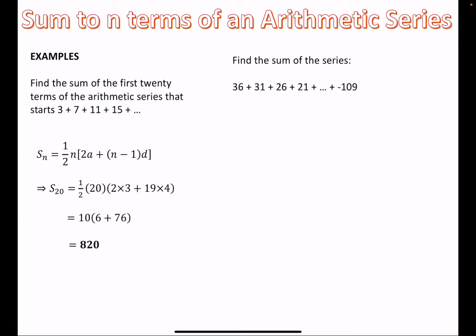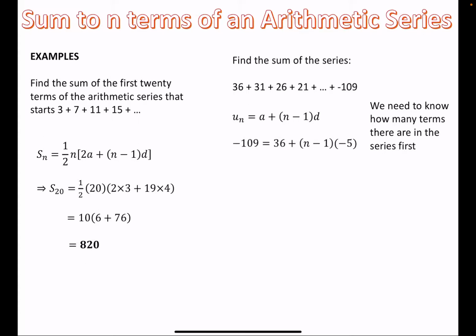If you think back to the formulas that we did initially for our arithmetic series, we can find out how many terms there are by using that, okay? As long as we know that last term, and that's important here because the last term will tell us how many terms there are in that series. So we want to use the minus 109 in this formula and then solve it to find n. We know the first term is 36. We know the difference, we can see the difference between them, it's 5. So if we plug everything into that formula, we'll find out what n is by solving it. So n will just equal 30.